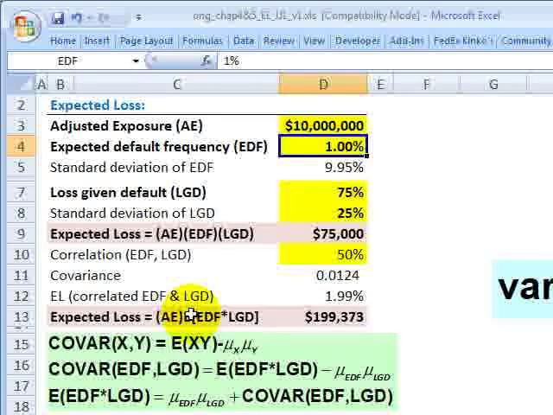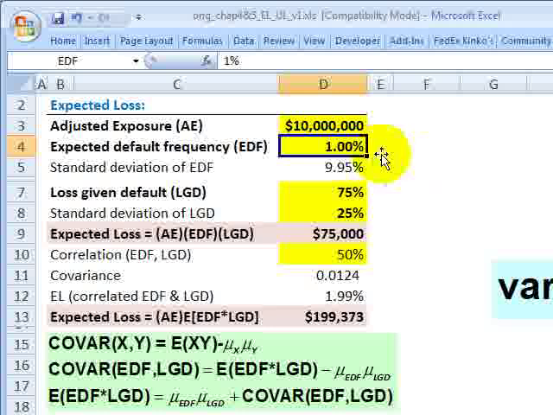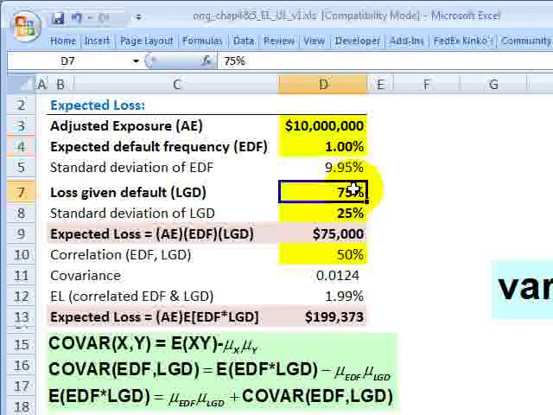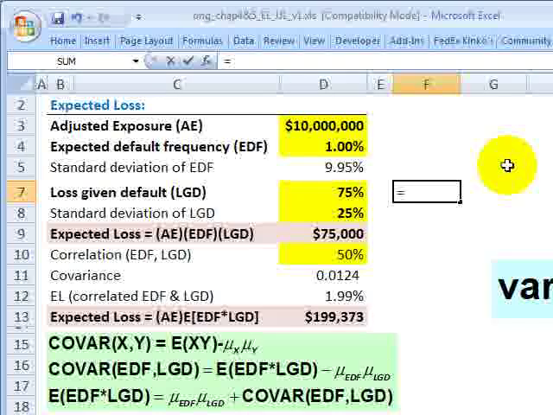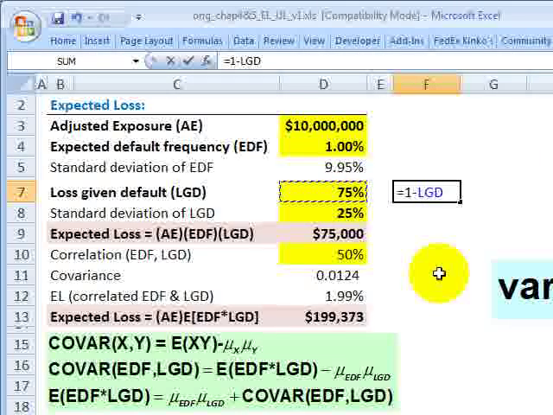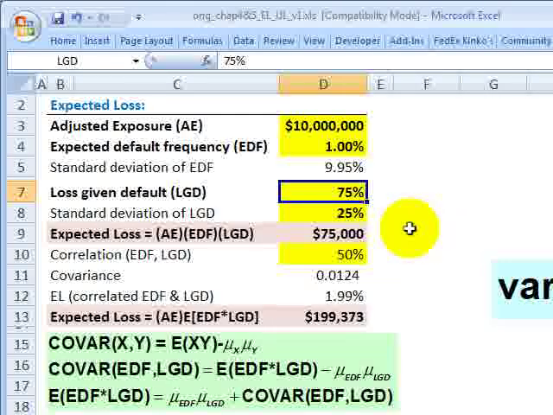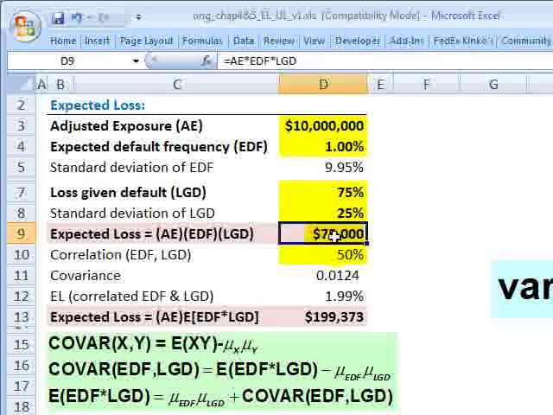Next, I have an assumption of 1% for the probability of default, or what we're calling here the expected default frequency. I'm using the language from Michael Ong. So that's our probability of default, really, of 1%. And then a loss given default of 75%. And hopefully you know that 1 minus the loss given default is equal to our recovery rate. So we're assuming a 25% recovery. I picked that because it happens to be the LGD that we use under the Basel II framework for subordinated or junior claims.